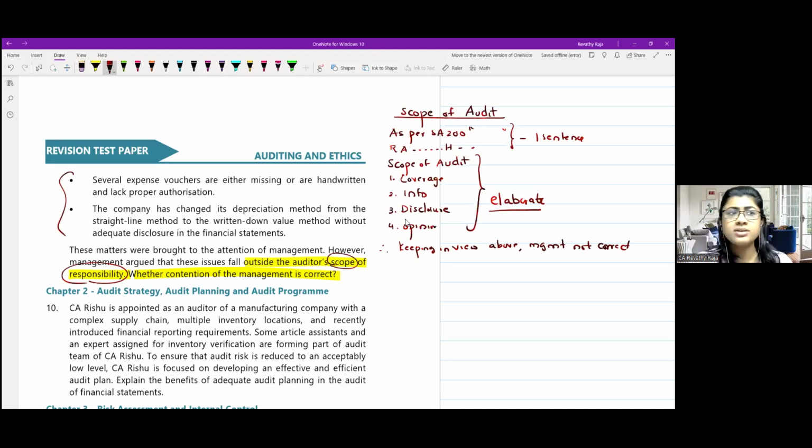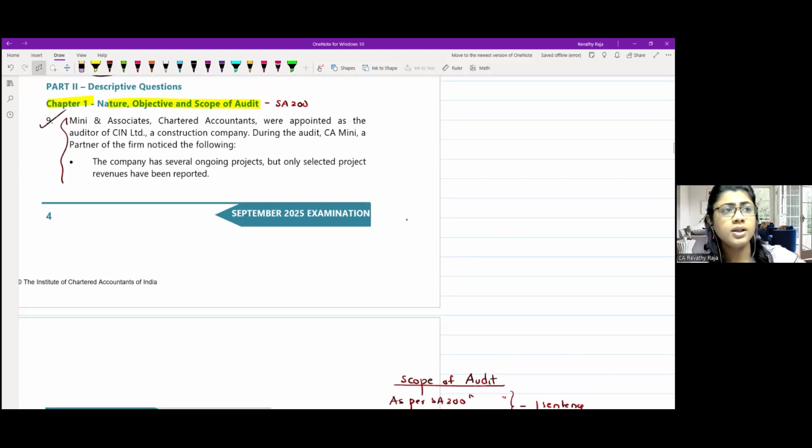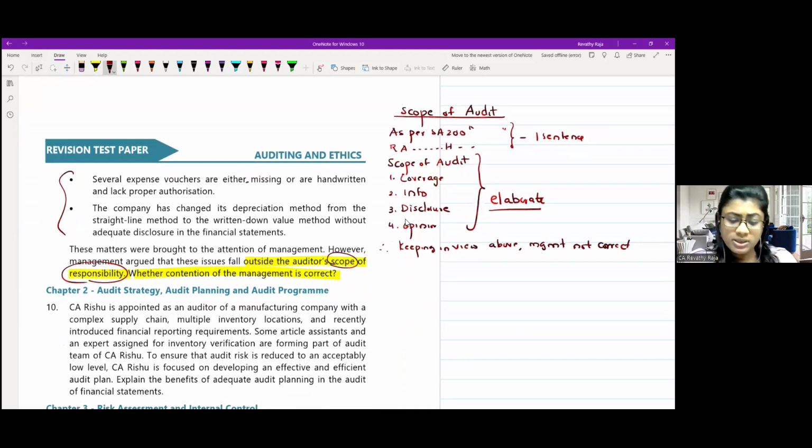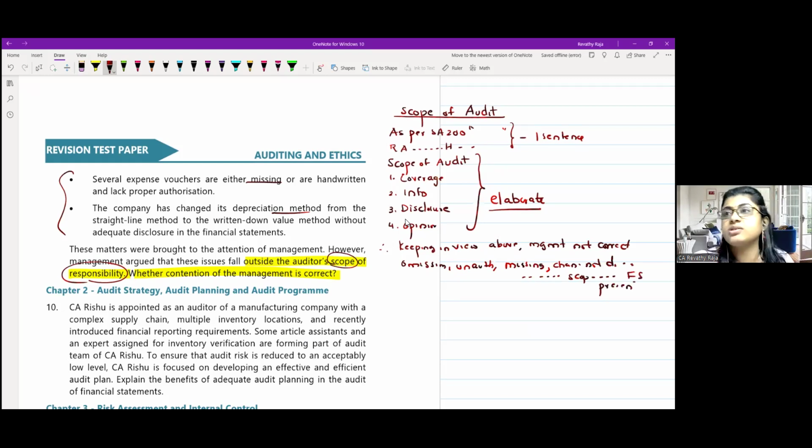What are the 3 matters which happened? First one was something was missing. Revenue was not recorded. Other something missing. So you write omission, unauthorized vouchers, missing invoices, changes in the methods not disclosed. All these fall within the scope of audit since it affects FS presentation.